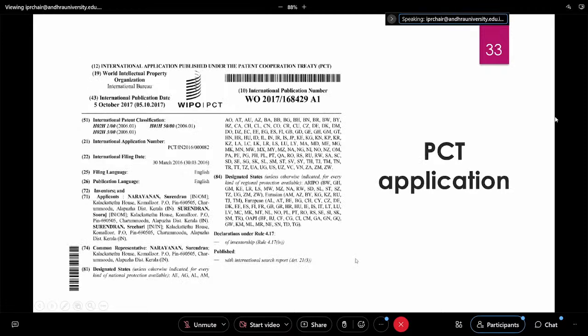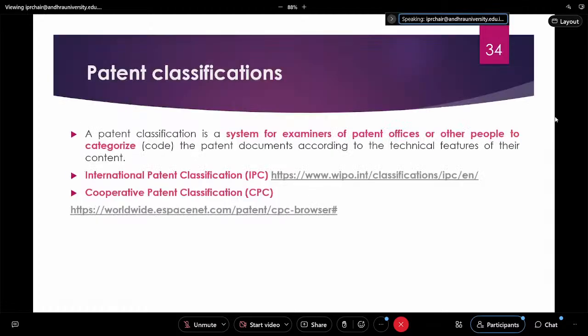This is an example of a PCT application. They are defined as WO, that means WIPO, then 2017, when it was filed. And the international publication date on your left, you can see, is 5th October 2017. INID numbers will be written in English. So this is one WIPO application.